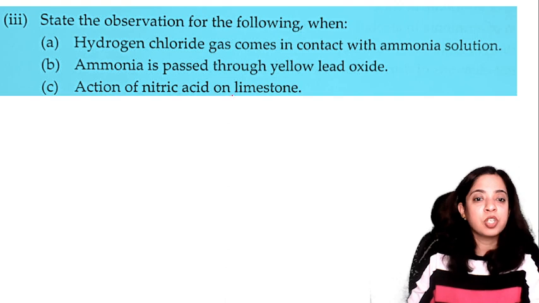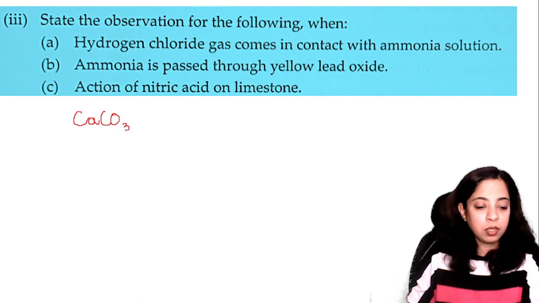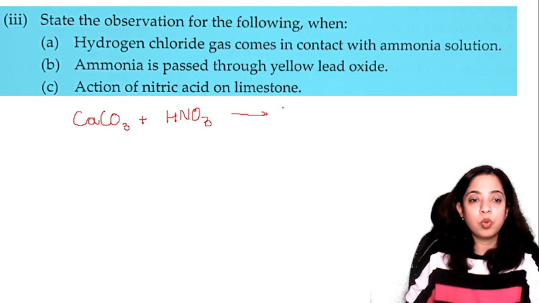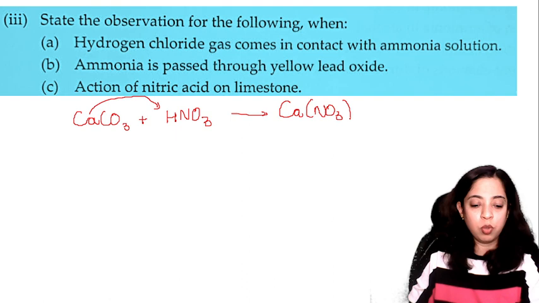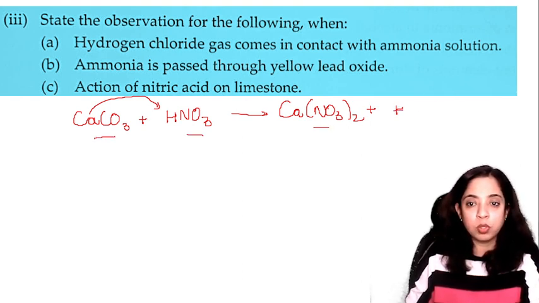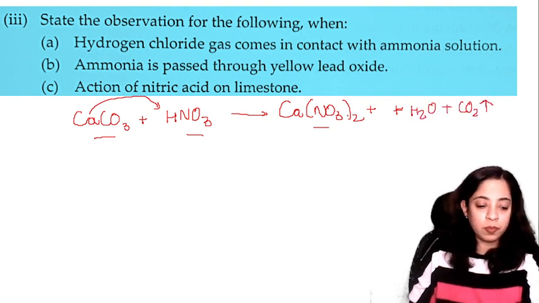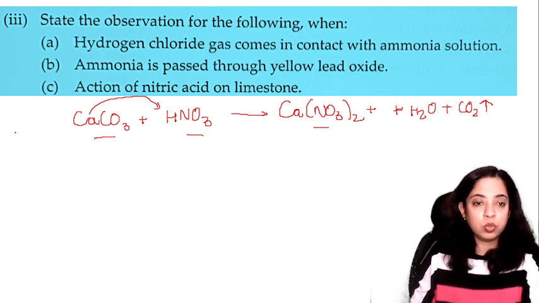Let's do that. Action of nitric acid on limestone. So limestone is calcium carbonate. In this, we have to study the nitric acid action. So calcium will replace hydrogen. It will form calcium nitrate, Ca(NO3)2. Since this is a base and this is an acid, it will form salt, water and CO2. Water, and it is a carbonate, so it will form carbon dioxide as well, right? So if we balance this, hydrogen is not balanced, right?